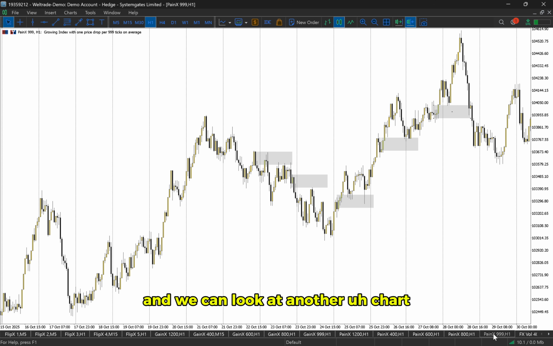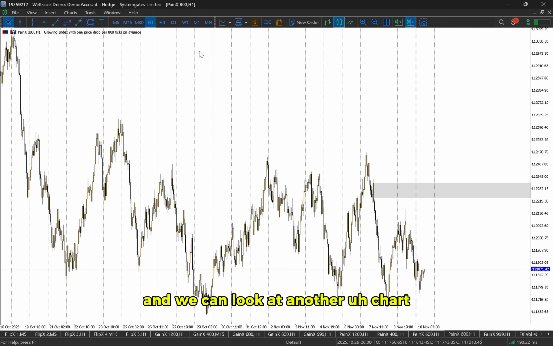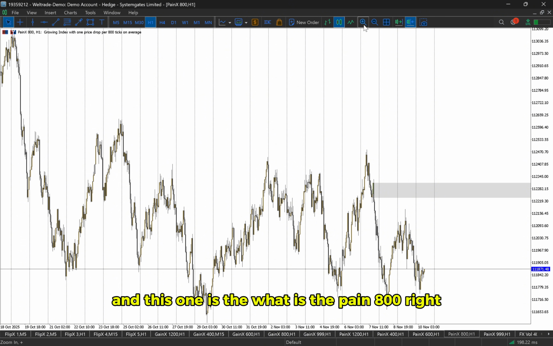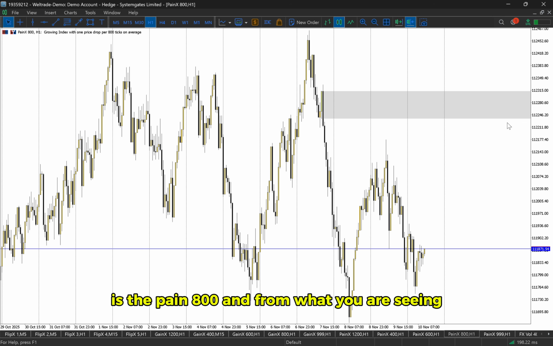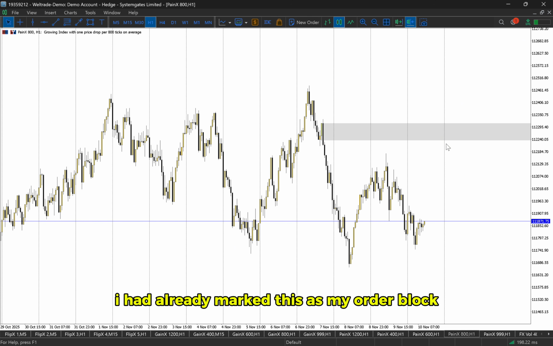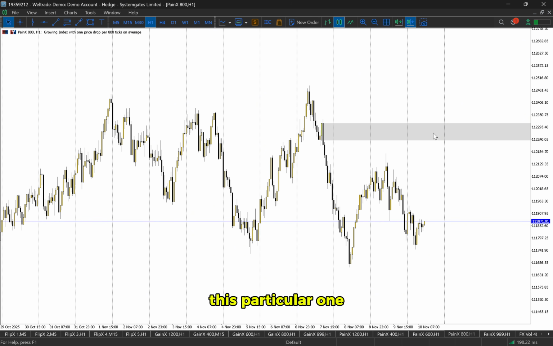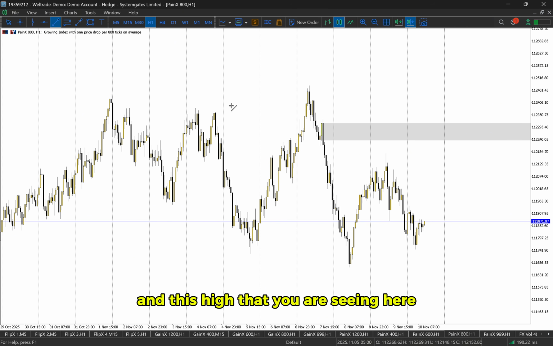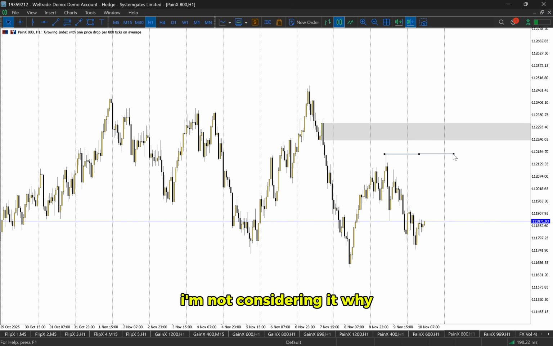And this is very simple, and we can look at another chart, and this one is the Pain 800, right? And from what you are seeing, exactly what I was doing here, I had already marked this as my order block, and I'm waiting for price to retest this particular one. And this high that you are seeing here, I'm not considering it.